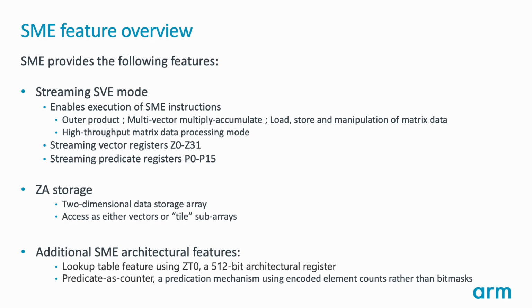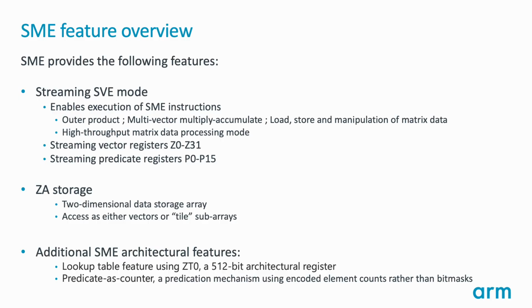Apart from streaming SVE mode and ZA storage, the other key features of the SME architecture include a lookup table referred to as ZT0. It is a 512-bit architectural register that can be used to store data, and the data can be accessed using various ways and loaded into the registers for processing. We'll look into those details later in this module.